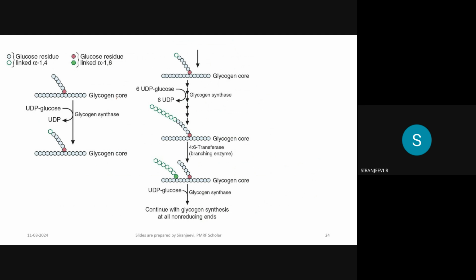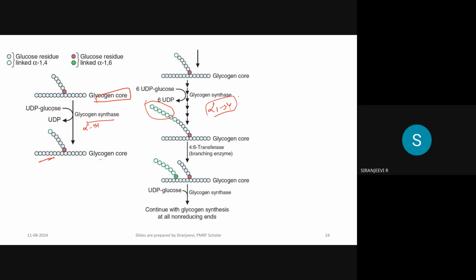So we already know the glycogen core is there, then glycogen synthase will come and form the alpha 1,4 linkage. See, glucose is added here on the basis of the glycogen core. Then on the glycogen core, again the glycogen synthase will form more glucose molecules by the alpha 1,4 linkage.